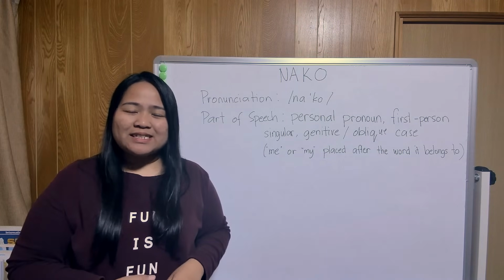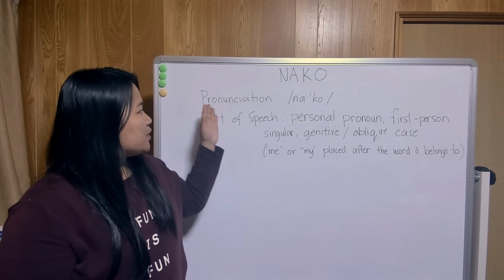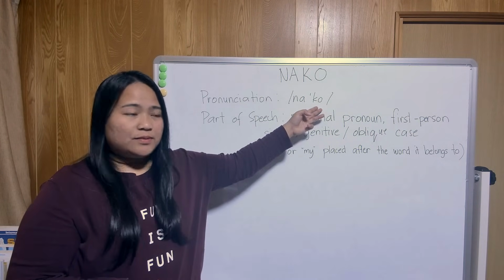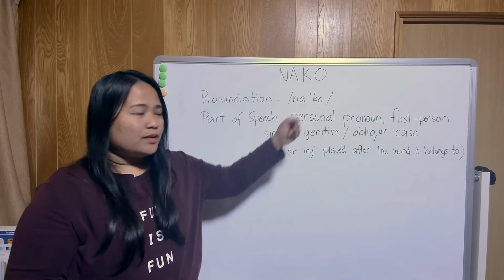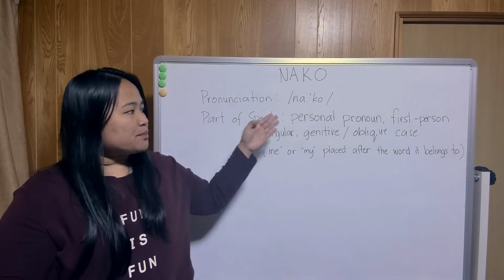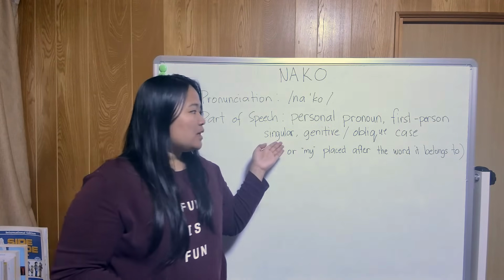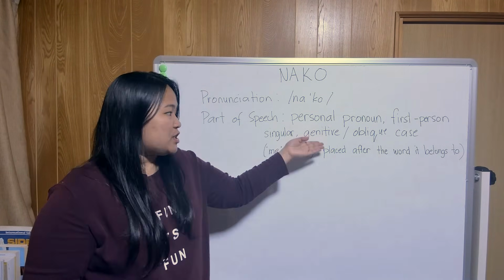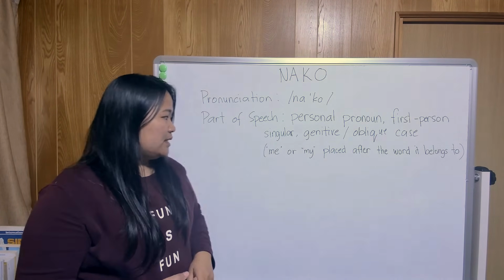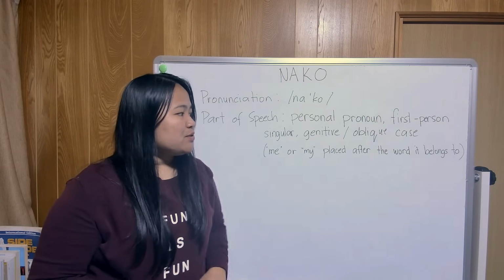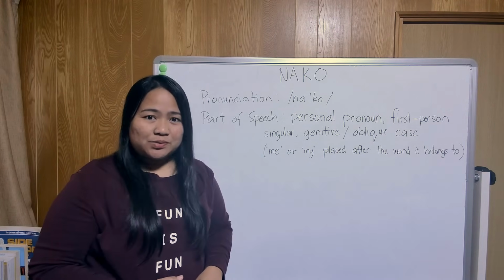Let's learn about Nako. Pronunciation: the stress is on the second syllable. So, Nako. Part of speech: it is a personal pronoun, first person singular. It's also a genitive or oblique case. So, it means me or my, placed after the word it belongs to.